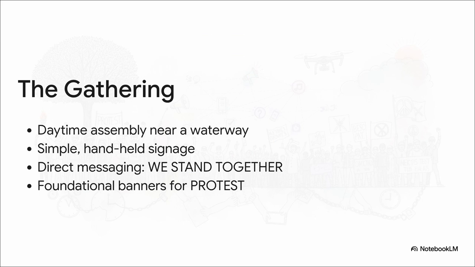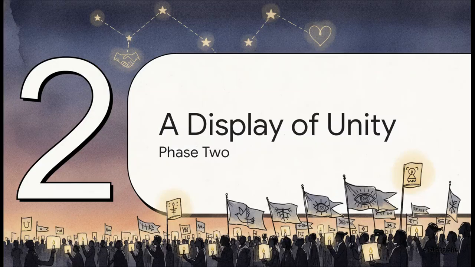And in these early stages, you'll notice the materials are pretty rudimentary. We're talking basic handheld signage and foundational banners laid out on the ground that just simply declare protest. The messaging, like that "We Stand Together" sign being held high above the crowd, is direct, it's unpolished, and it's intensely human. This phase isn't about slick production value at all. It's really about sheer presence and establishing the absolute core reason for just being there. Which leads us perfectly into phase 2, a display of unity.